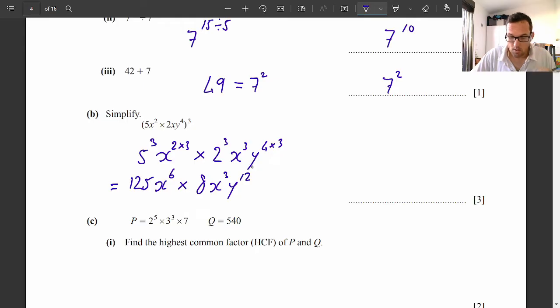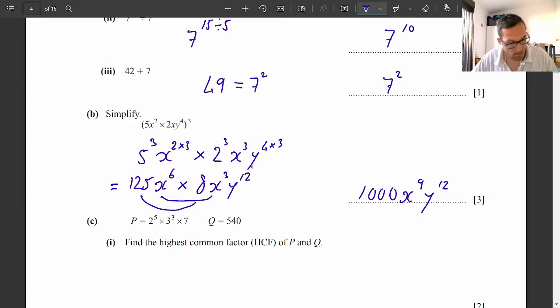Okay, we can still simplify this more. 8 times 125 is of course 1000. And just like we did in question a, x to the power of 6 times x cubed, 6 plus 3 is 9, so x to the power of 9. And at the back there, hanging around just for fun, is the y to the power of 12.